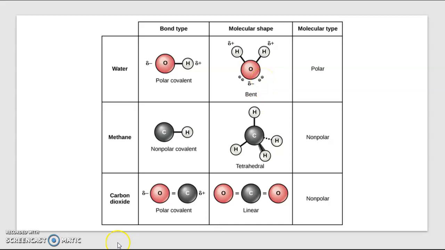If we analyze carbon dioxide at the bottom, the bond between oxygen and carbon is polar, but since the molecule is linear, these two dipoles are equal, in the same line but in opposite directions. They cancel out, and the whole molecule is non-polar. In the case of carbon with four hydrogens, every bond is non-polar, and the whole molecule is also non-polar.